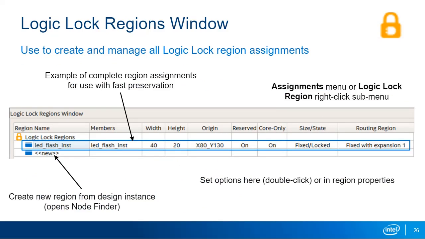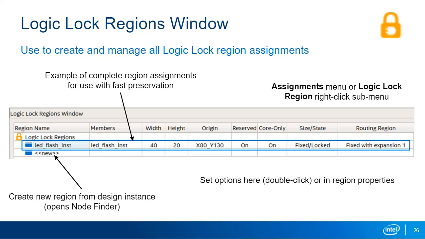Logic lock regions are managed in the Logic Lock Regions window, accessed through the Assignments menu. One way to create new regions is by double-clicking the New cell. Set the width, height, and origin, and enable the reserved and core-only options. New regions created in this way have the region name column displayed as unassigned, indicating that no logic has been assigned to the region yet.